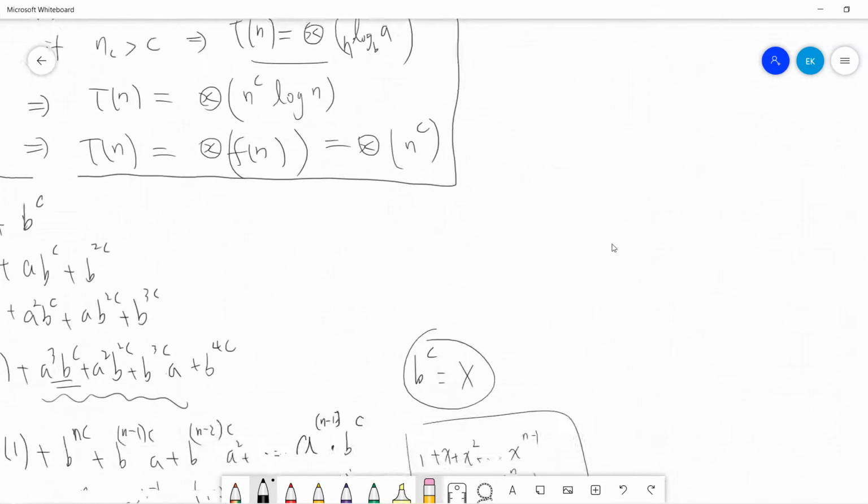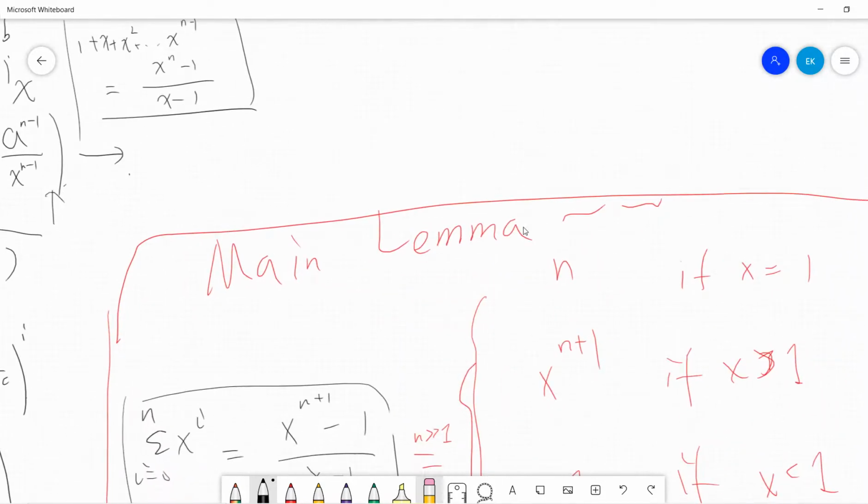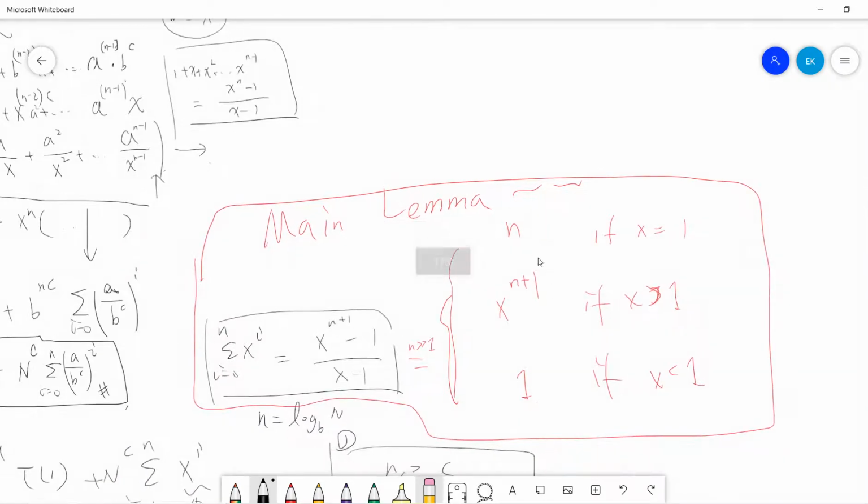Okay, now I will show an amazing fact that actually this is the master theorem. So if you take the sum from i equals 0 to n of x^i, it becomes this. And for n very large, if x is less than 1, you get 1. If x is greater than 1, then you get x^(n+1). If x is 1, you get n. So I will show that this is the actual master theorem.